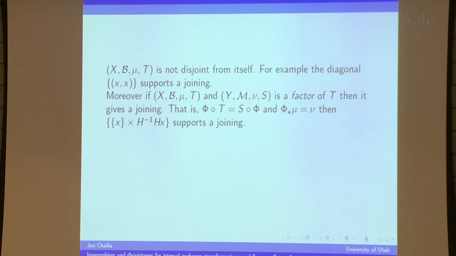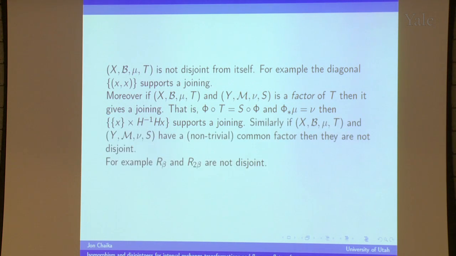That should be a phi. Sorry about that. H is phi. Okay. And so if two transformations have a non-trivial common factor, you can just pull back the factor map on both of them and get a joining between them. So two things being disjoint implies that they have no common factors. Okay, so they're really different. They don't even have pieces that look the same.